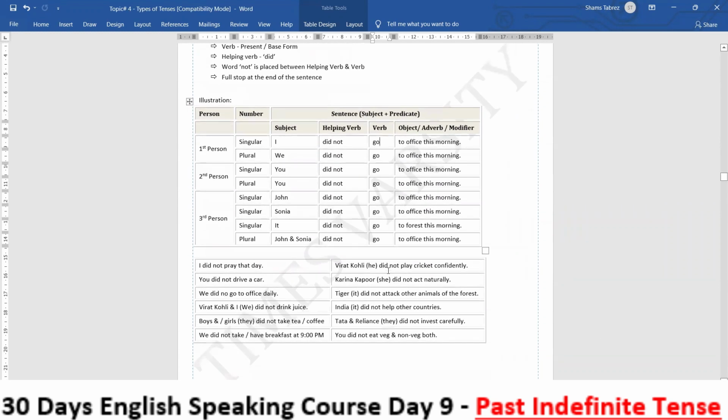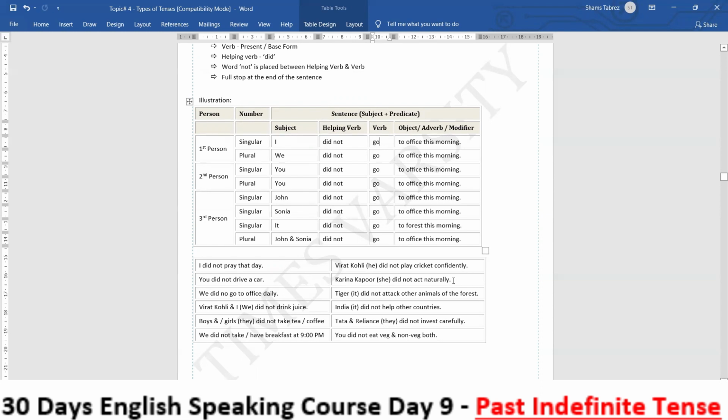Right? So in yesterday's match, we have seen that Virat Kohli didn't score much. And when he was playing, he was not playing his natural game, and he was not confident. So if we would like to express that, then we can say Virat Kohli didn't play yesterday's cricket match confidently. So Virat Kohli didn't play cricket confidently.